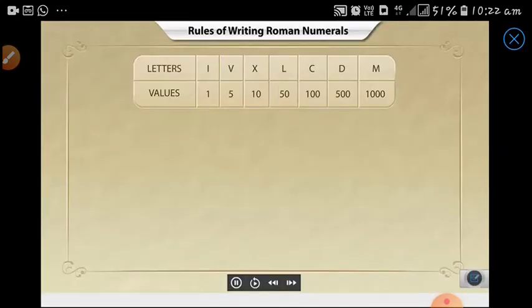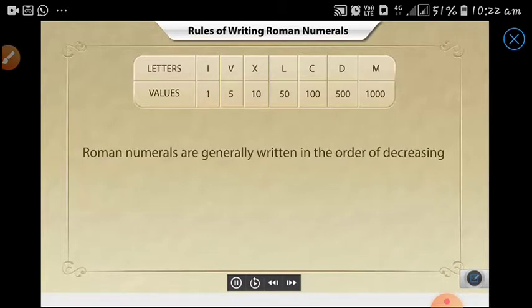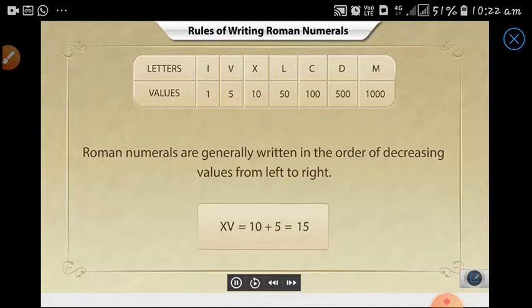Okay, listen carefully. When we write Roman numbers, we generally write numerals in the order of decreasing values from left to right. The values of these numerals are then added to give the value of the number. For example, in the Roman number XV, we add 10 and 5 to get 15.